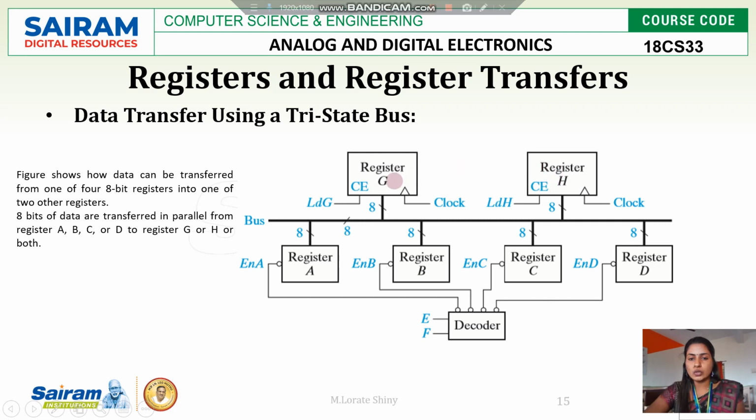So how to decide to which one we will be transferring the data? If load G is activated, then G will receive the data. If load H is activated, then H will receive the data. Okay, so this is how any one of the register data can be transferred to any one of these 2 registers. Okay, so for that we are using decoder and load.